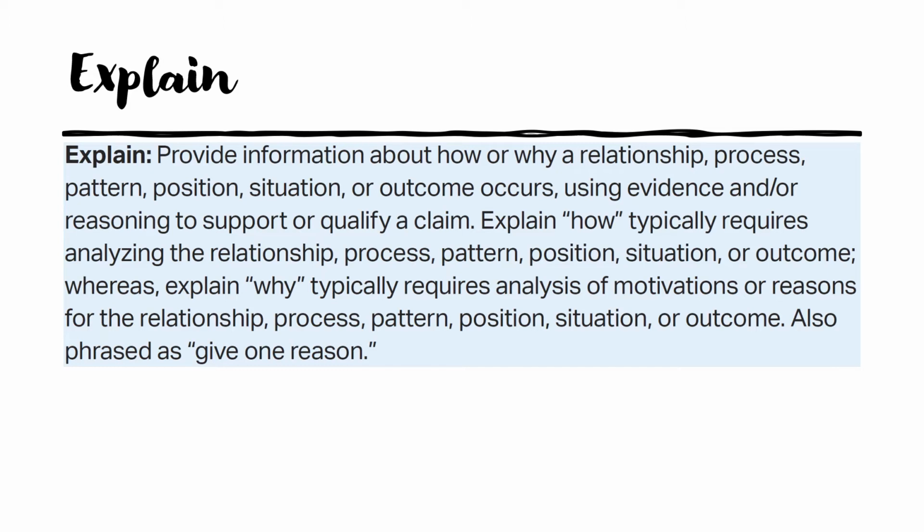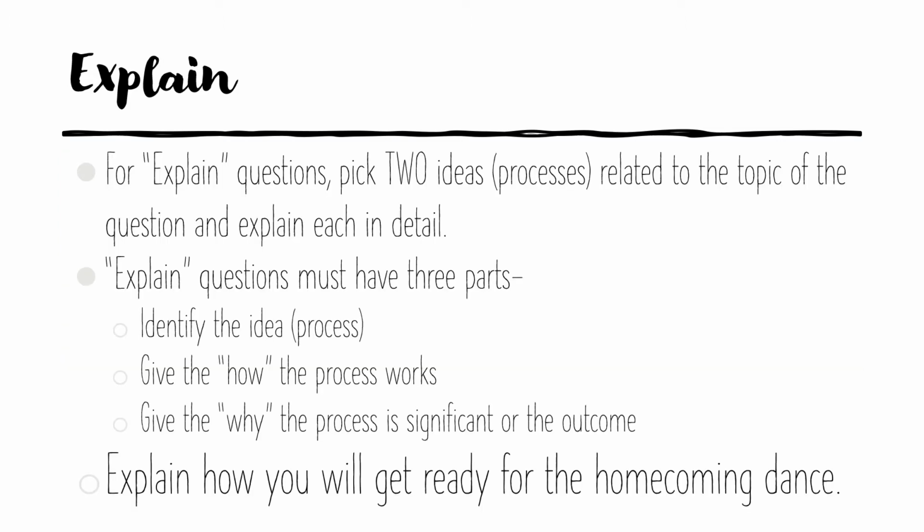Okay. Also could be phrased as give one reason. Let's break explain down into simpler words. So for explain questions, we typically pick 2 ideas, 2 processes related to the topic of the question and explain each in detail. So the explain questions must have 3 parts, y'all. We identify the idea or process, give the how the process works, and finally, why the process is significant or the outcome of it. So explain how you would get ready for the homecoming dance is an example.